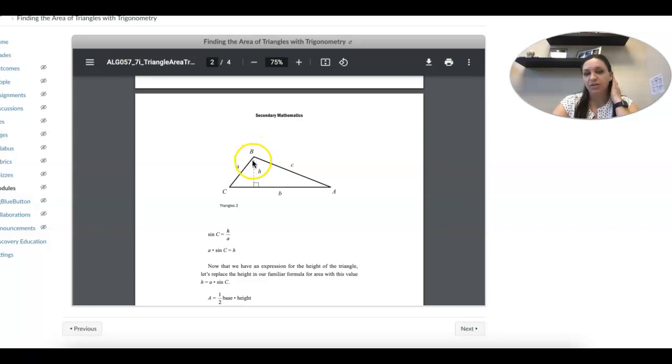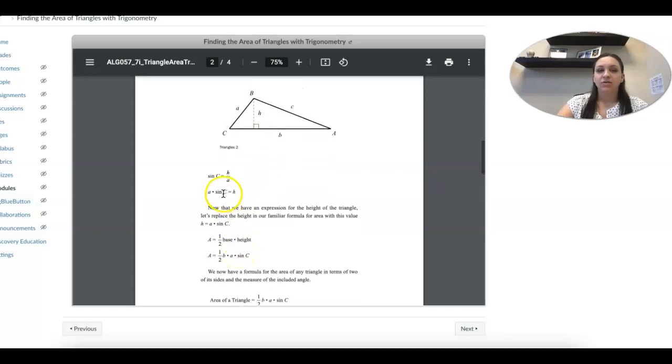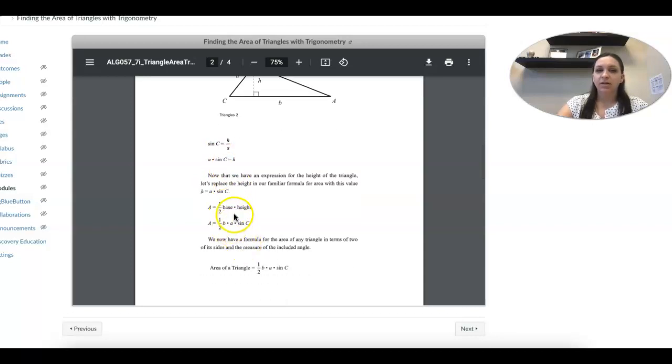So here's a right triangle. We're trying to find the height, right? When we find the area of a triangle, we need the height. We're replacing height with the sine function. So take angle C. Sine would be h over a, opposite over hypotenuse, where opposite is h, the height. If we solve for h, it's really a times sine of C. So in our formula, we're replacing the height with a times the sine of C.